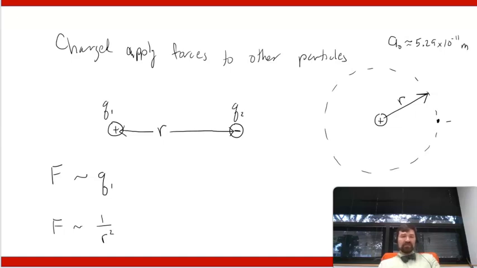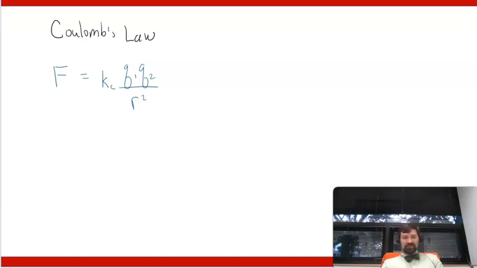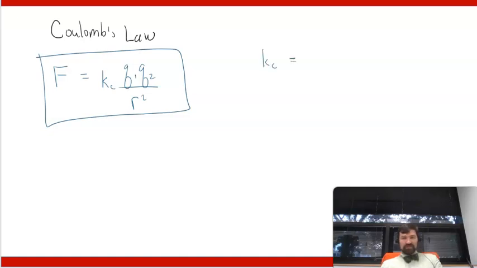So Coulomb's law basically takes all of these things and puts them together. Coulomb's law says that the force between these two charges should be proportional to the product of the charges divided by the distance squared between the charges. And the proportionality constant is what's called Coulomb's constant. Okay, so here's your Coulomb's law. K sub c is what's called Coulomb's constant.